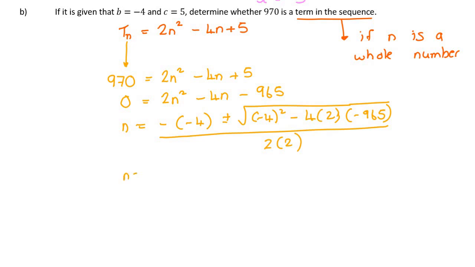So I got answers of n equals 22,99, which is not possible because that's not a whole number, or n is equal to negative 20,99. Now both of those are not possible. If this was a term in the sequence, I would need a whole number, and so therefore 970 is not a term in the sequence.